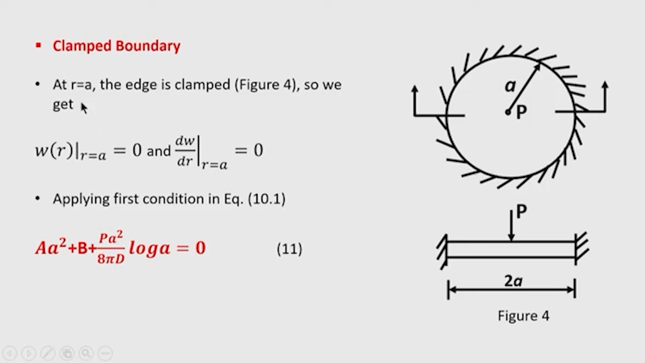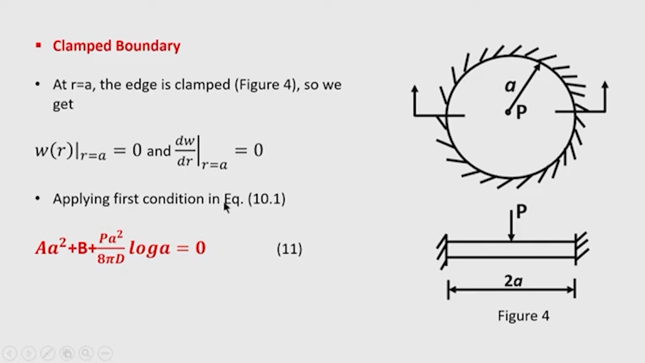So, at r equal to a, the edge is clamped. So, the limit of the plate is from 0 to a, where a is the radius of the plate. See this figure, and here therefore, we get the deflection at the boundary is 0 and the slope at the boundary is 0 along the radial direction because of the clamped condition.